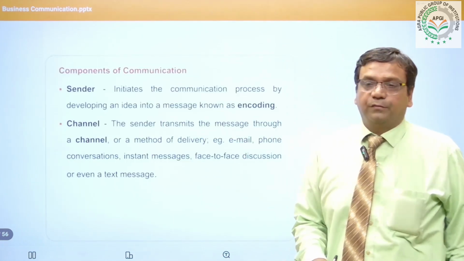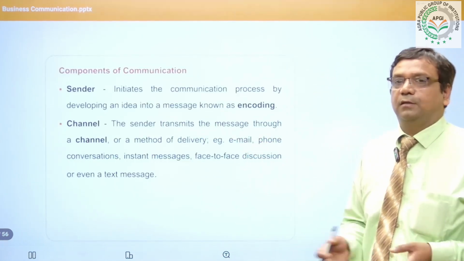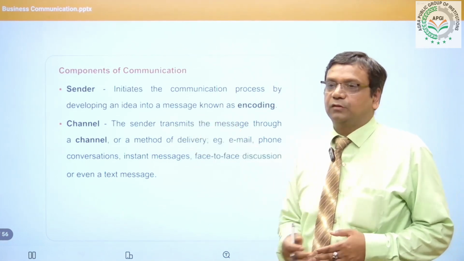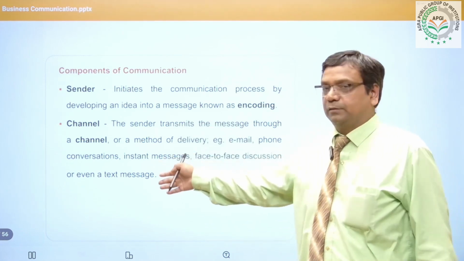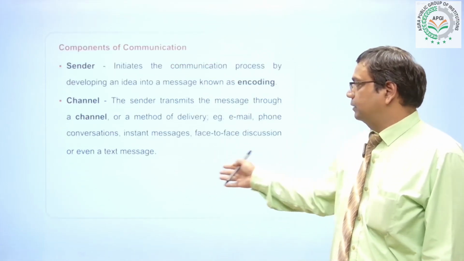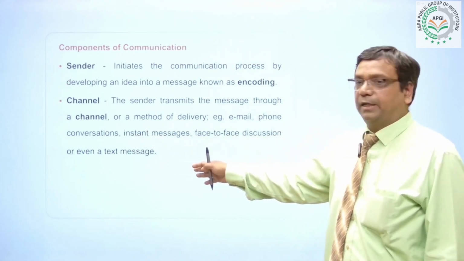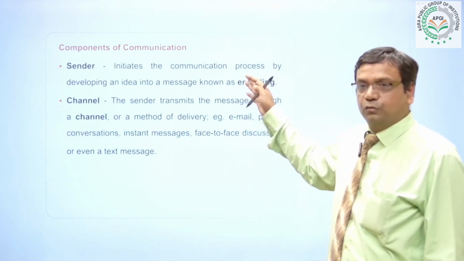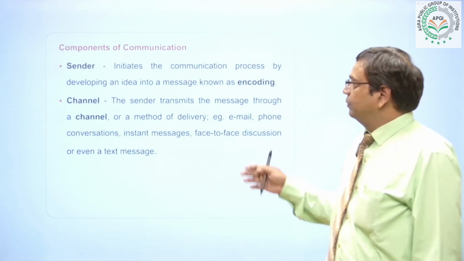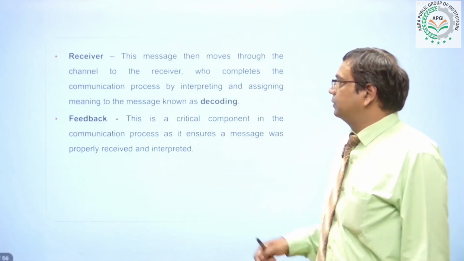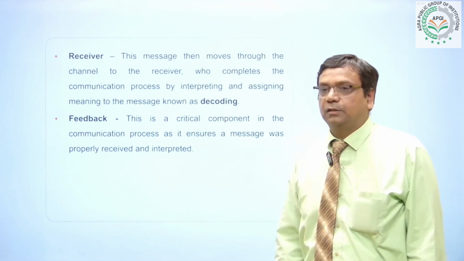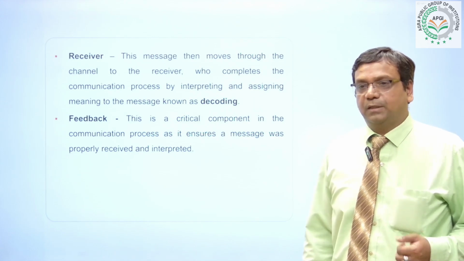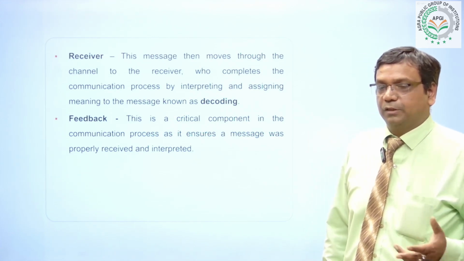Now the components of communication. As we have already seen in the graph, the sender is one of the components, and the channel is also a component. The channel is face-to-face discussion, instant messages, conversation, text messages; all these are parts of the channel. The sender is always used to encode the message. What encoding is, we will discuss in the next point. The receiver is the person who receives the message. And feedback is when the person understands the message and asks some questions or gives some signs.